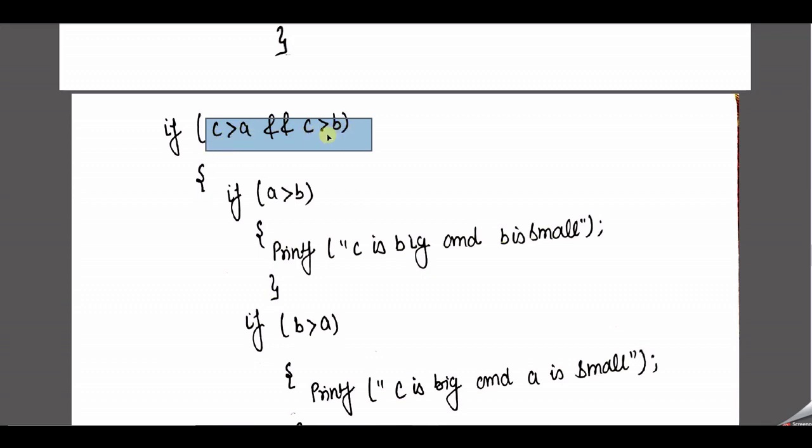And then 6 is greater than 5. Yes, true. So what exactly happened here? Here we need to check if A is greater than B. That means, is 4 greater than 5? No, 4 is not greater than 5. That means again we need to check if 5 is greater than 4. Yes, 5 is greater than 4. So here print that C is the big. C means what? 6. C is the big and A is the small number.